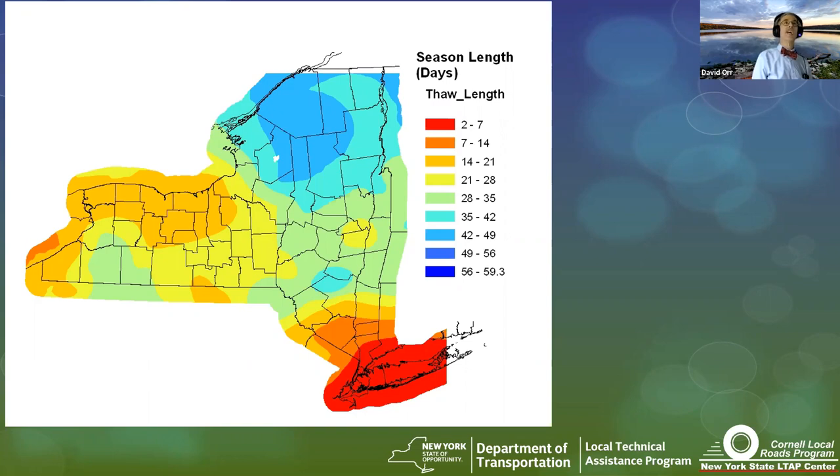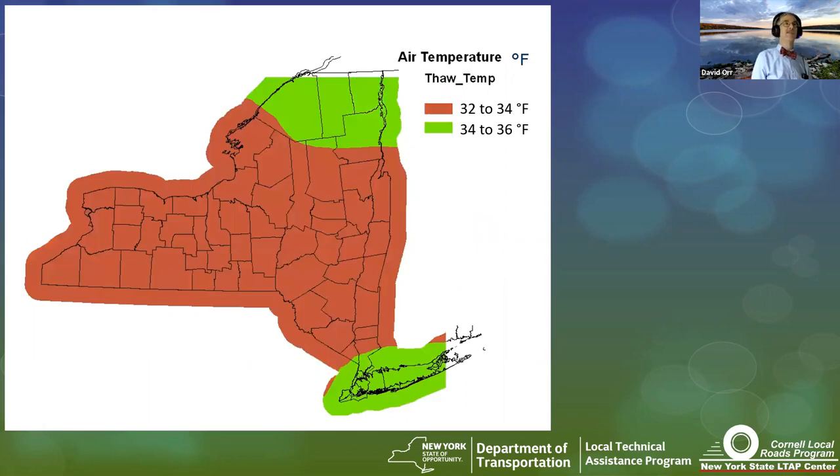Now, one of the weird things when you first look at the map, you're like, what? The air temperature in the thawing period is the same across the whole state? Because it only varies from 32 to 36 degrees. But if you think about it, that's during that period when there's thawing going on before it's completely thawed. And it actually does make sense. It's just above freezing on average during the course of the day with sunlight helping drive things. So yeah, you could probably put in 34 for the whole state and be fine. It really wouldn't change as much as you think.